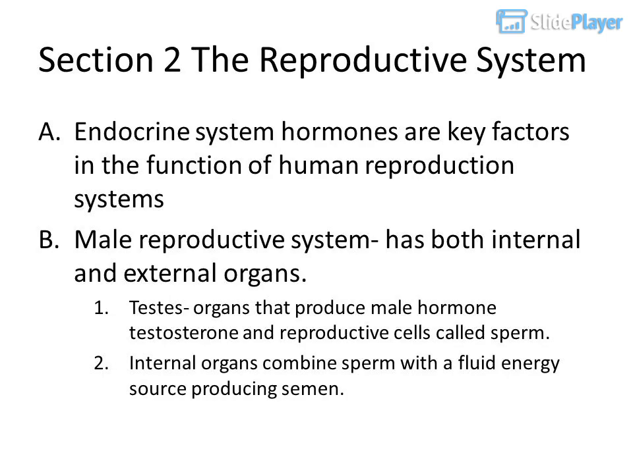Section 2. The reproductive system. Endocrine system hormones are key factors in the function of human reproductive systems. The male reproductive system has both internal and external organs. Testes are organs that produce the male hormone testosterone and reproductive cells called sperm. Internal organs combine sperm with a fluid energy source, producing semen.